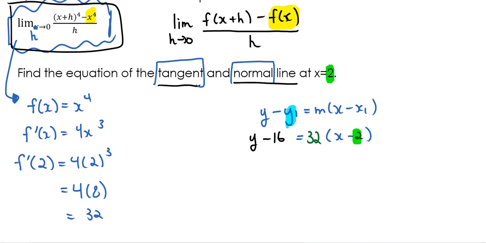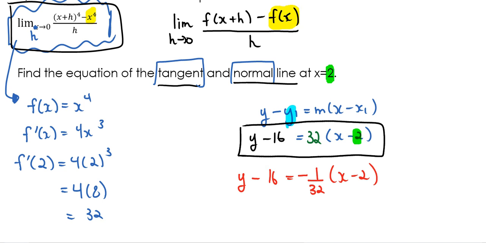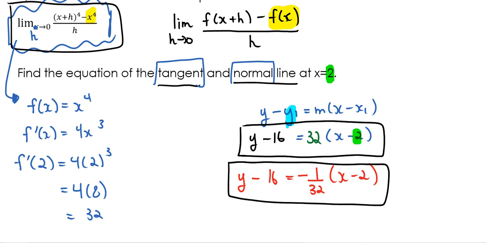Now if you want to find your normal line, you just need to flip the slope here. You need to have the opposite reciprocal. So this would be negative 1 over 32 times x minus 2. And there it is. Here's my equation of my tangent line. This is the equation of my normal line, and that would give you full points there. Alright, let's move on.